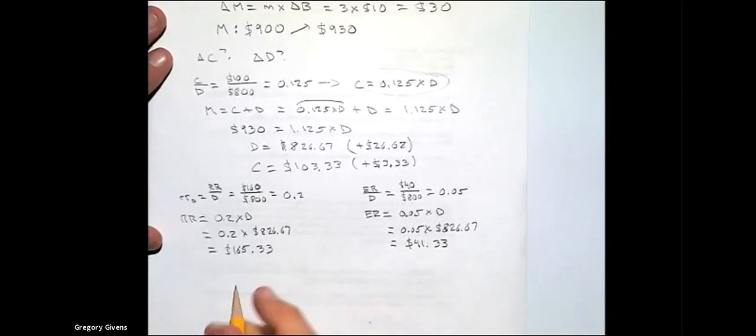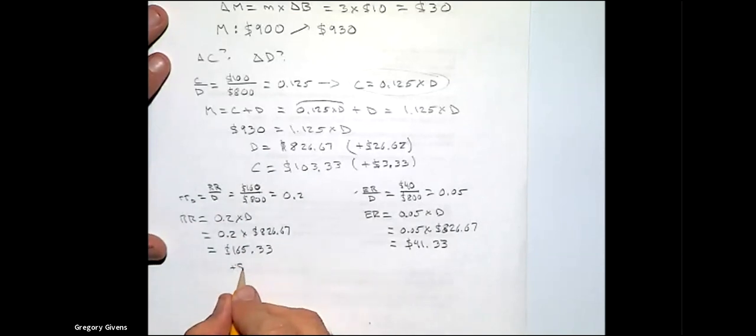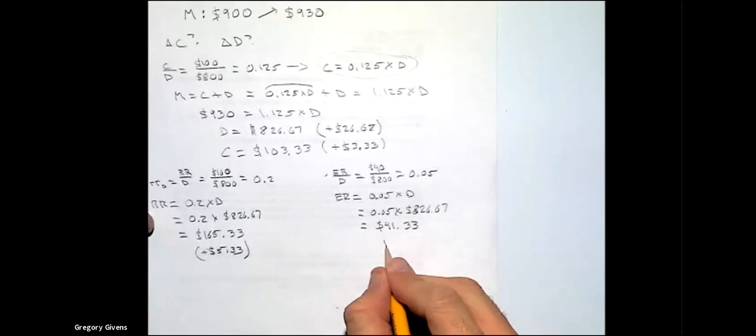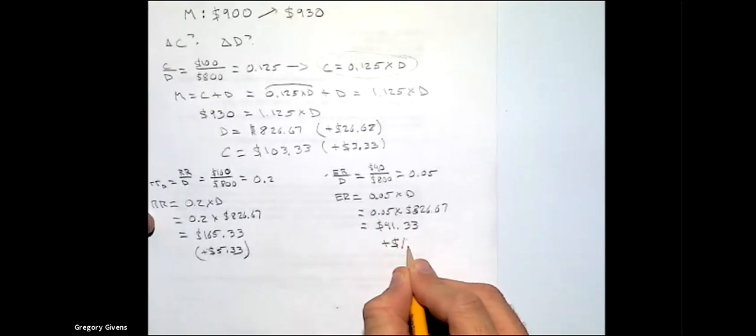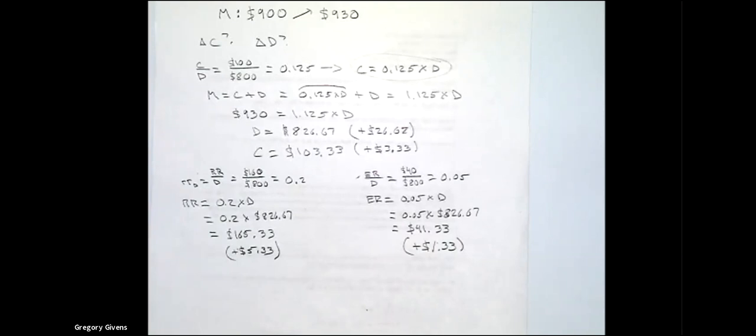And so required reserves have increased by how much since before the open market operation? They've gone from 160 billion to 165.33 billion. So that's a plus 5 1/3 billion in additional required reserves. How about excess reserves? They were originally 40 billion. Now they're 41 1/3 billion. So that's a plus 1.33 billion for excess reserves. If you've done this problem right, the accounting should balance perfectly, okay?